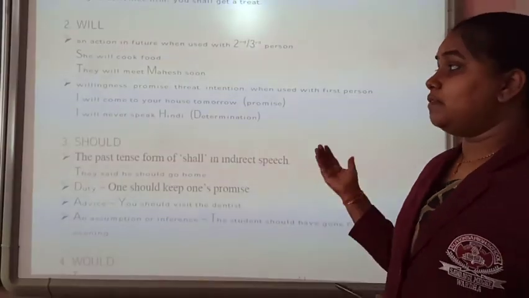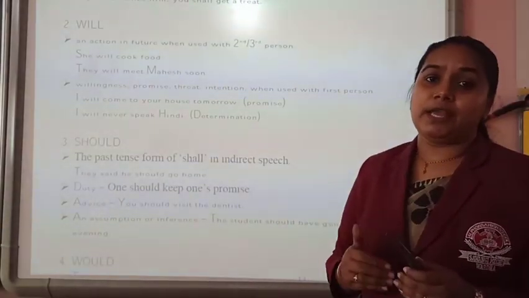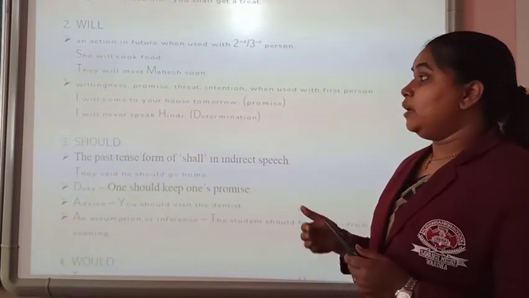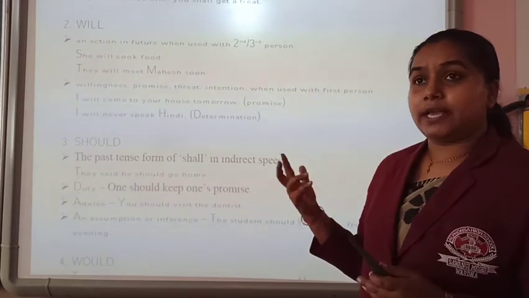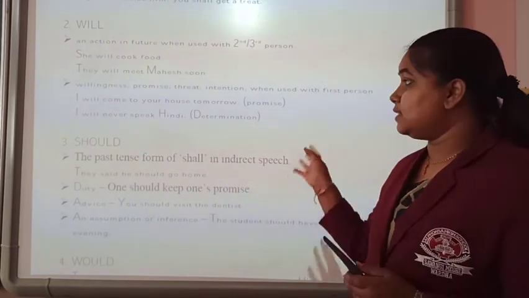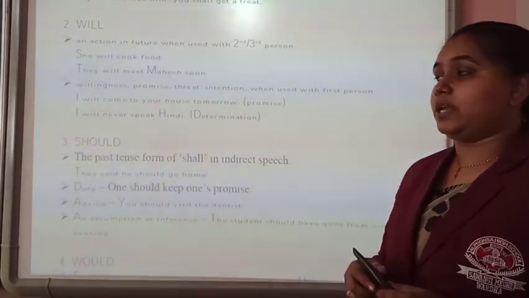So when I am using will with the first person, with I or we, it is doing the work of what shall was doing in the second and third person. It is in this kind of opposite way you can say.